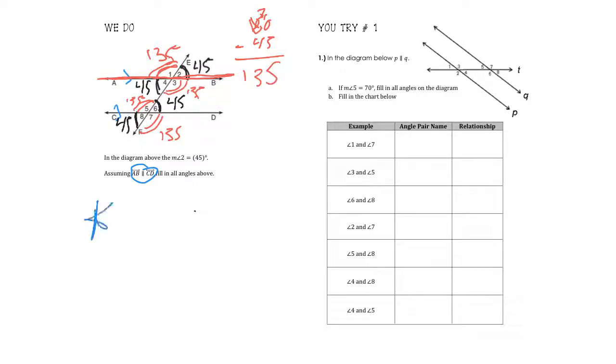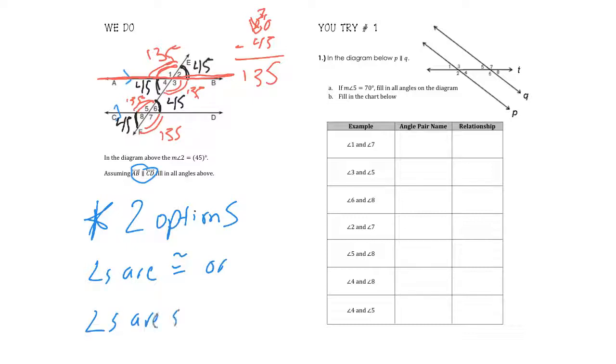There's only two options, so star this. There's only two options if they're parallel. Either angles are congruent or angles are supplementary. Add up to 180. Those are the only two options. So let's try the one on the right. I'd pause the video, give it a go, then hit play when you're ready, and I'll show you the answer.